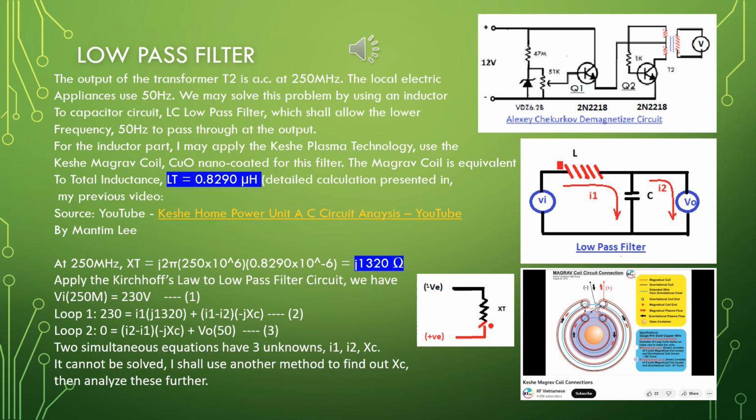Apply the Kirchhoff law to the low-pass filter circuit. We have Vi at 250 MHz equal to 230 volt. Loop 1: 230 equal to I1 times j1320 plus I1 minus I2 times minus j XC, equation 2. Loop 2: 0 equal to I2 minus I1 times minus j XC plus VO at 50 Hz, equation 3. We have two simultaneous equations, but three unknowns, I1, I2, XC. It cannot be solved. I shall use another method to find out XC, then analyze this further.